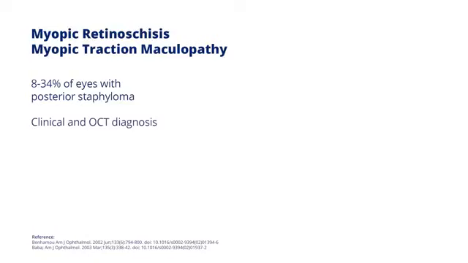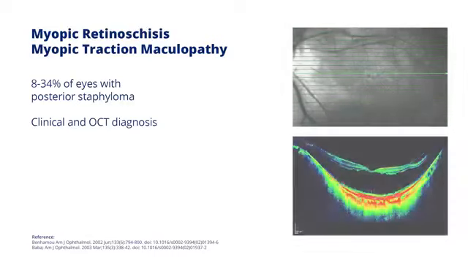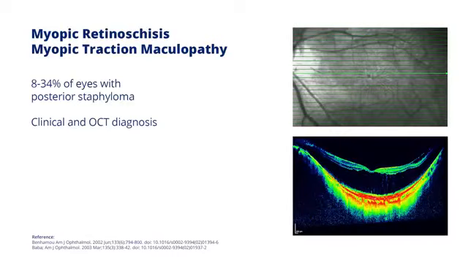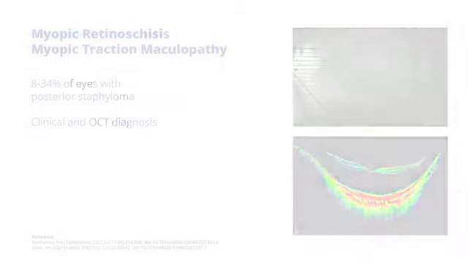This is both a clinical as well as an imaging type of diagnosis. Clinically, you will see these fine striae on the retinal surface radiating out from the fovea. And when you do an image on the OCT, you will see that the retina is spread out into an almost sponge-like appearance with vertical columns seen. And the underlying cause is really traction on the retina.